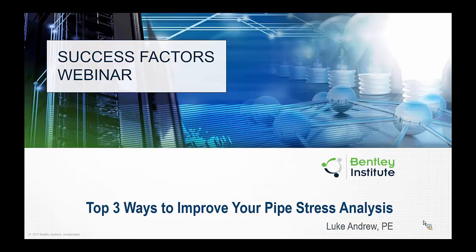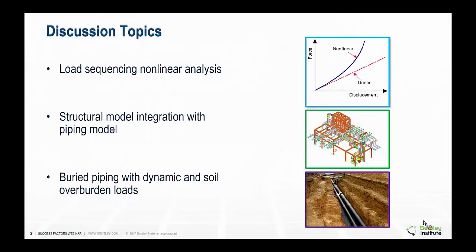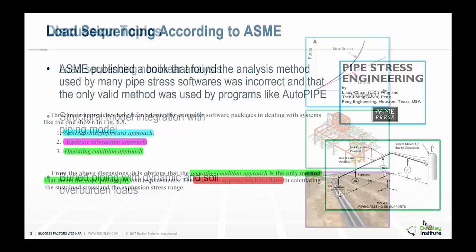Today we will be discussing the top 3 ways to improve your pipe stress analysis if you are using a competitive product of AutoPIPE. We are going to be discussing AutoPIPE's load sequencing nonlinear analysis, AutoPIPE's unique integration with STAAD and SACS, and the market-leading capabilities of AutoPIPE's buried piping module. So let's jump right in.